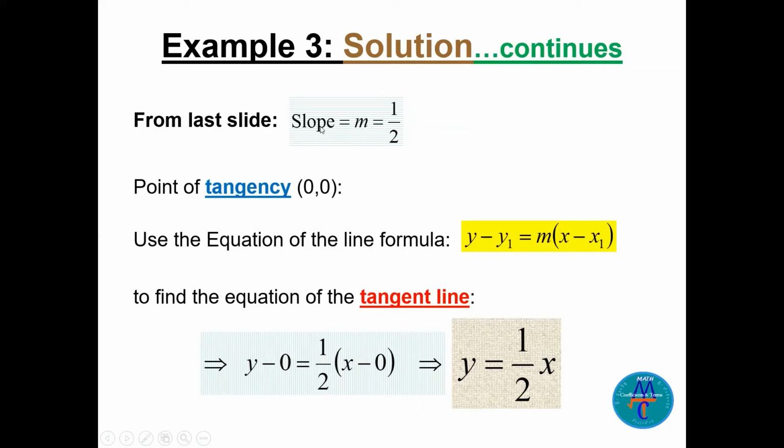So from the last slide, we have seen slope is half. The point of tangency is 0, 0, which is x1, y1. Let's use the equation of the line formula. y minus y1 is equal to m times x minus x1, from algebra course. To find the equation of the tangent line, put all these values. m is half, x1, y1, so you get y equals half x. This is the equation of the tangent line.